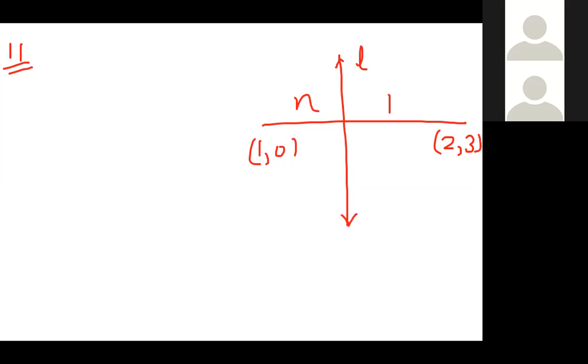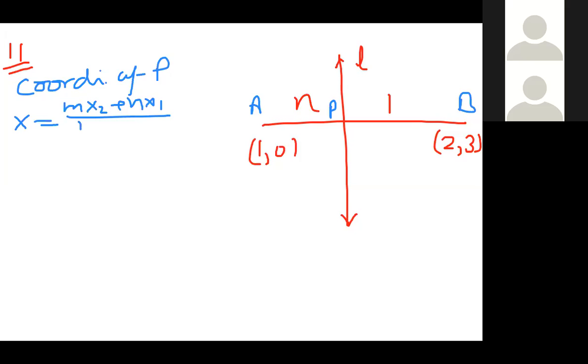So let us think about some of the things. This is point A, B, and this point I'm calling P. First of all, we need to calculate the coordinates of point P. So the coordinates of point P will be, with the section formula, x equals (m x2 plus n x1) upon (m plus n).